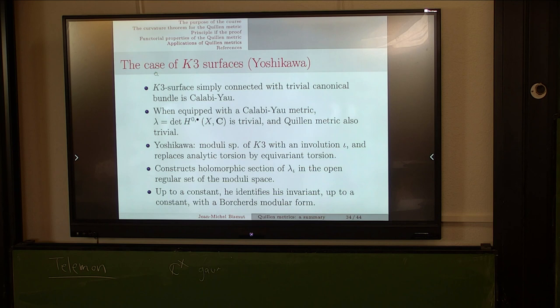I would have thought that the moduli space of K3 with involution was bigger than the moduli space. Well, no, it is just, I mean, okay. You know, it selects precisely this one.